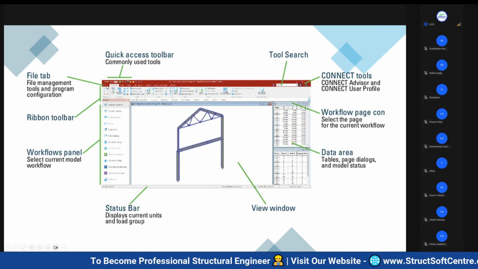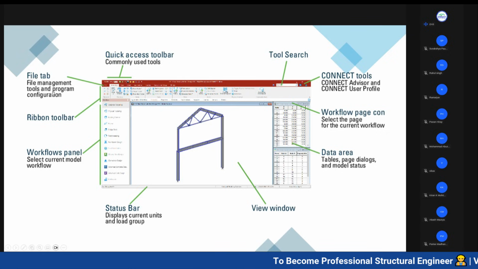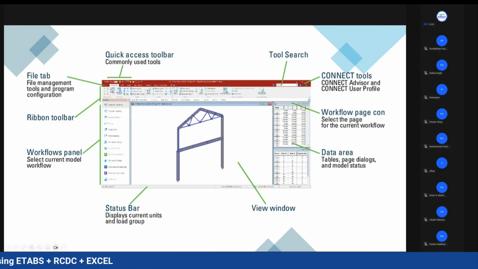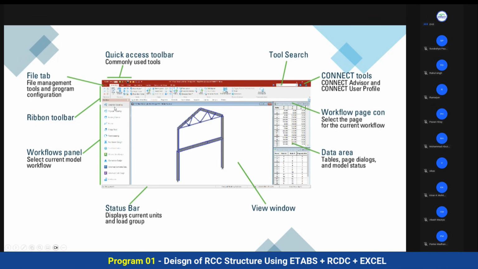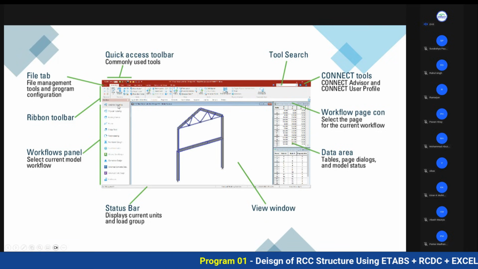Okay, so here at the top you have File tab. From here you can manage all your file settings. I will be showing you. Then you have this ribbon. This area is called ribbon, where you have all your buttons, all your commands, what you will be using in your daily modeling purpose. Here you have your workflow. Various kind of options will be there.